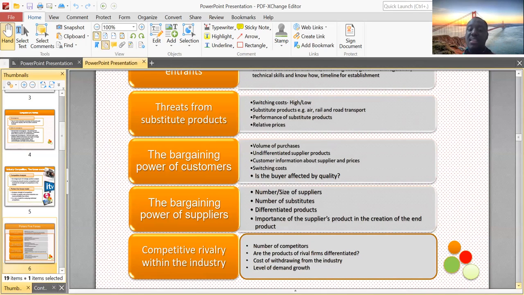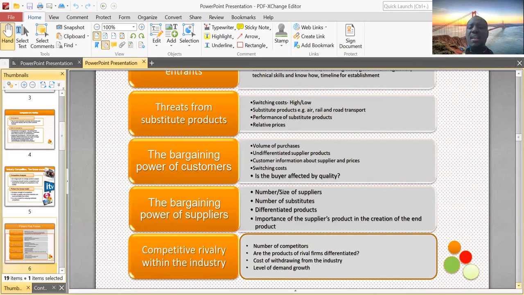The third point is the cost of withdrawing from the industry. Is it difficult to withdraw from the industry? If it's difficult to withdraw from the industry, then you would rather stay, and that also increases competition. So if the cost of withdrawing from the industry is high, people would rather stay in the industry, and that obviously increases competition.